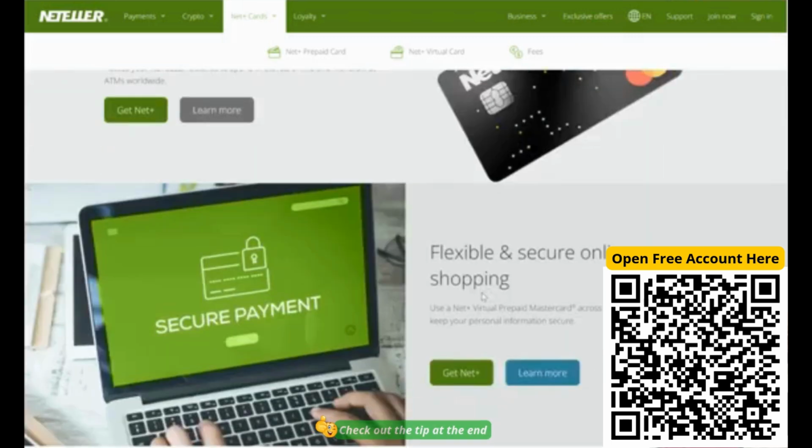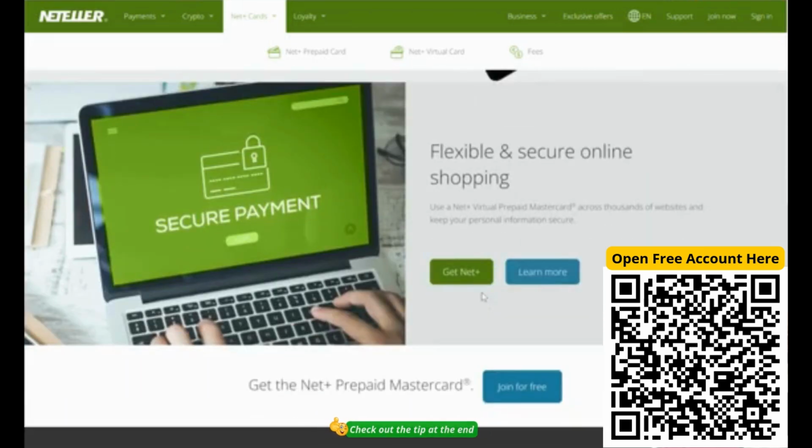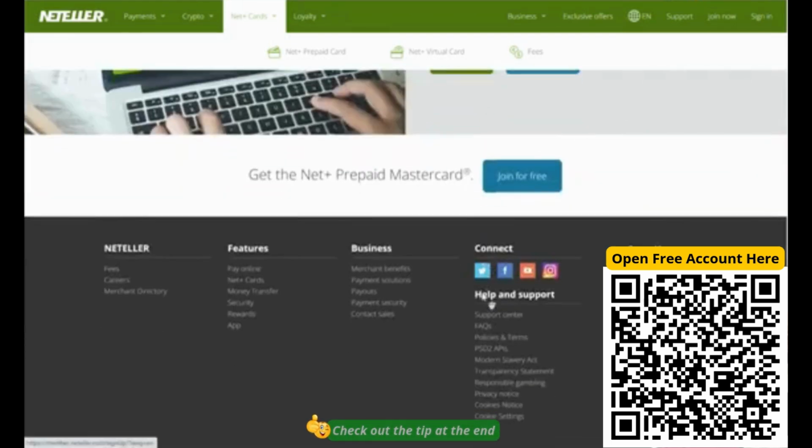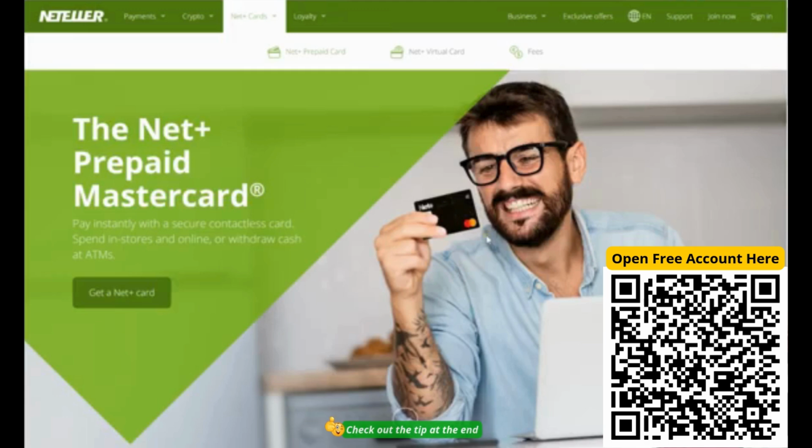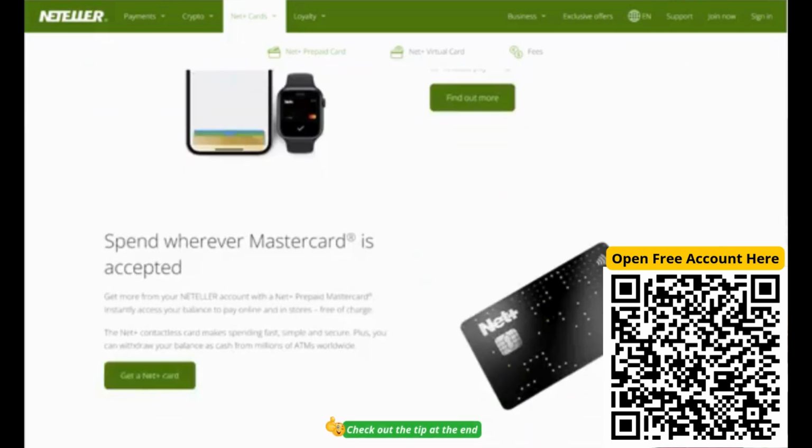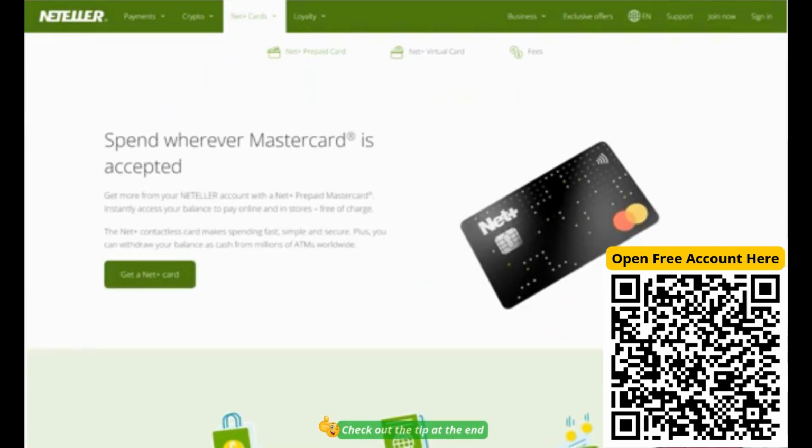Only in Europe, you can pay flexibly and securely online using your card. This is the prepaid MasterCard. You have to understand that in order to use this card, you first have to have funds in the Neteller account. If you don't have funds in Neteller, you can't start using it. You can connect with Apple Pay, for example, and you can spend wherever MasterCard is accepted. So from the money that, for example, you withdraw from a forex broker or a poker website, you can withdraw to Neteller.